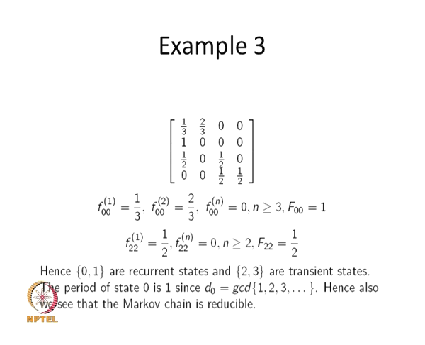F00 of 2, exactly 2 steps, as a first visit you have to come back to the state 0. That means you can go to the state 1 by starting from the state 0 and come back to the state 0 in the next step. Therefore, it is 2/3 into 1, therefore it is going to be 2/3.